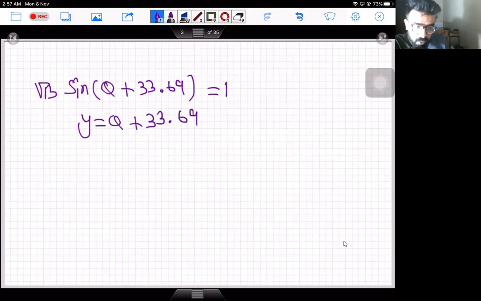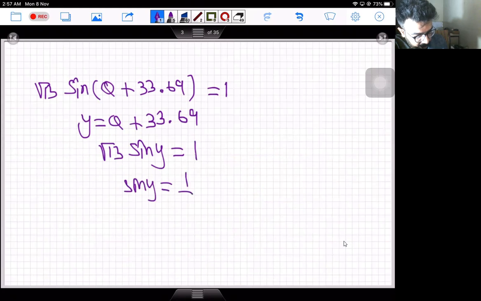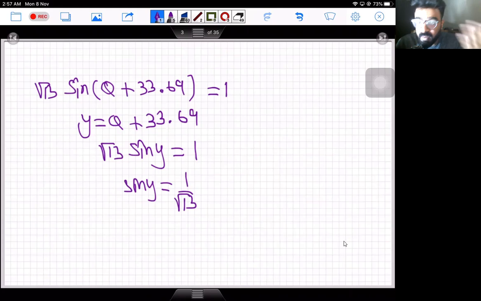Okay, so now the question is something like this: root 13 sine y is equal to 1. So sine y is equal to 1 over root 13. Now what I'm going to do is solve this equation. I will find the solutions of y, whatever solutions come in the interval of y.